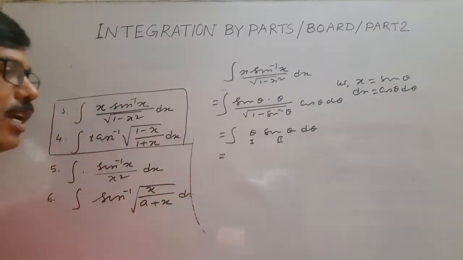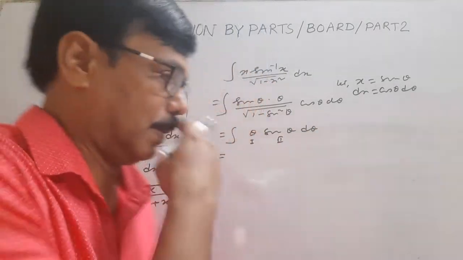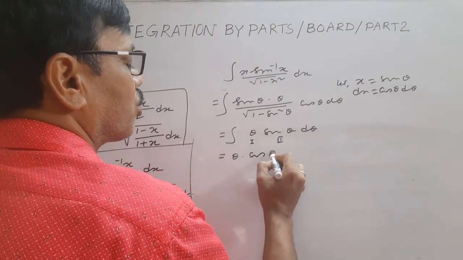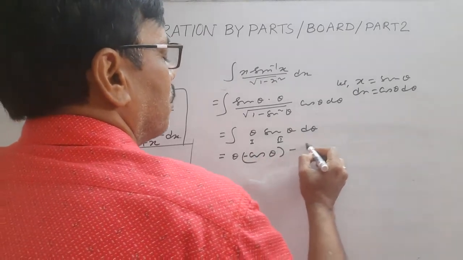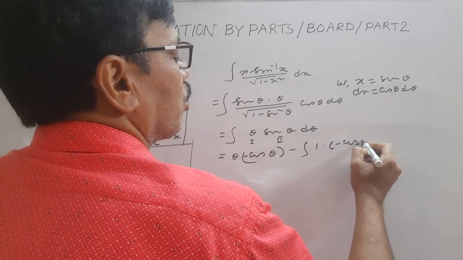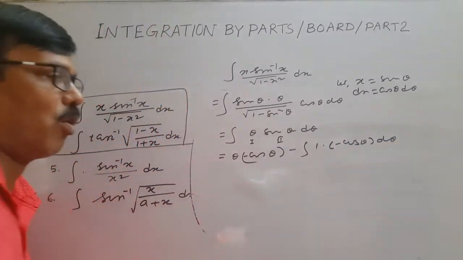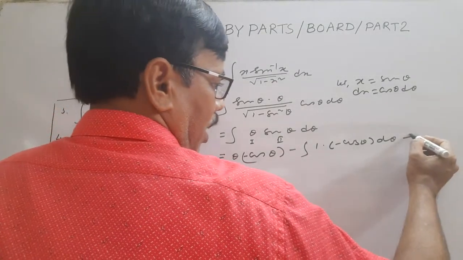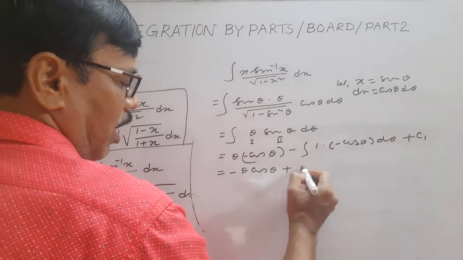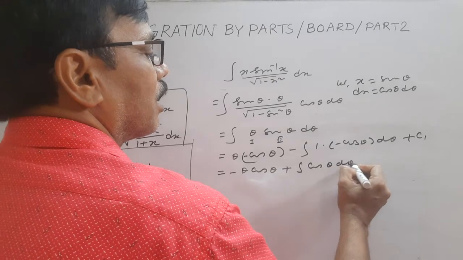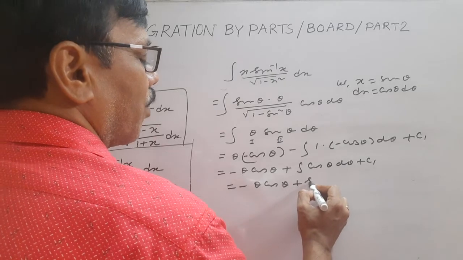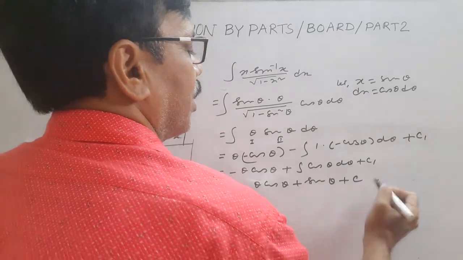That is, theta can be considered as the first function, so theta is unchanged. The integration of sine theta is cos theta with a negative sign. Minus the derivative of theta, which is 1, and this is minus cos theta dθ, omitting one step, plus C1. So minus theta cos theta plus cos theta dθ plus C1. So minus theta cos theta plus sin theta plus C.